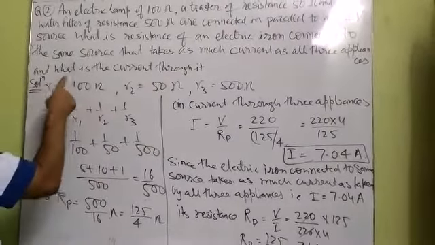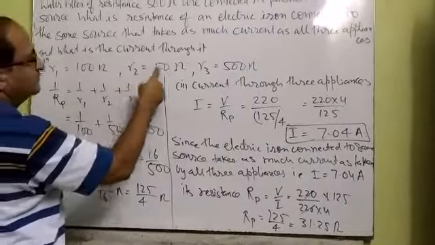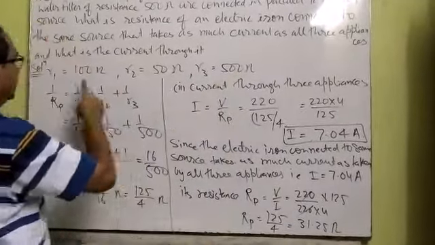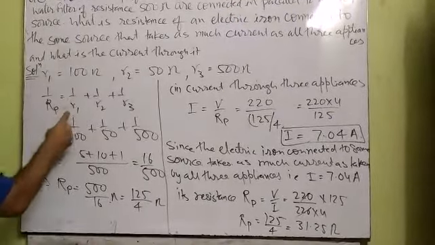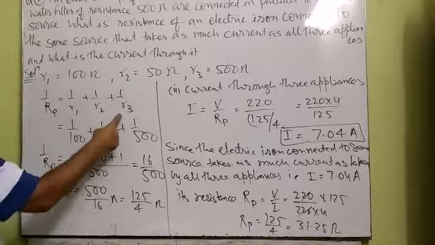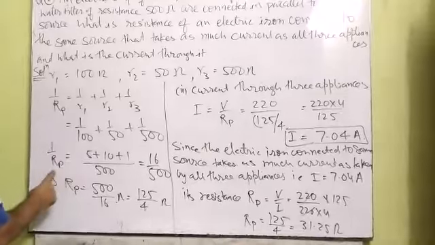Clearly there are 3 devices whose resistances are R1 which is 100 ohm, R2 which is 50 ohm, R3 which is 500 ohm. Since all are connected in parallel, we can apply the formula 1 upon Rp is equal to 1 upon R1, 1 upon R2, 1 upon R3. So 1 upon 100, 1 upon 50, 1 upon 500 is equal to 1 upon Rp.